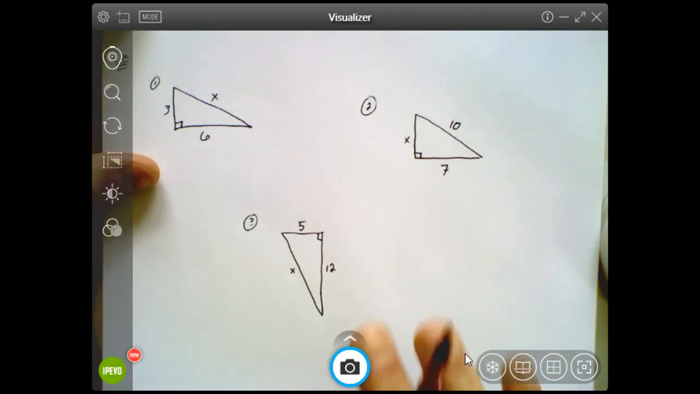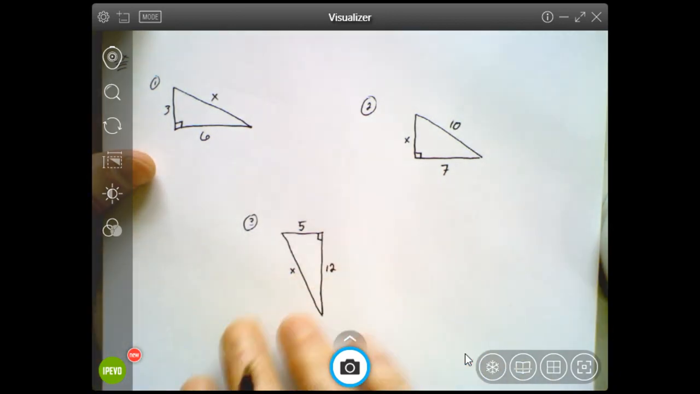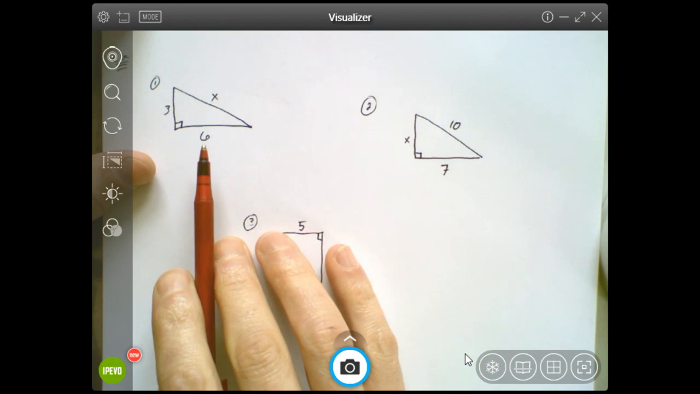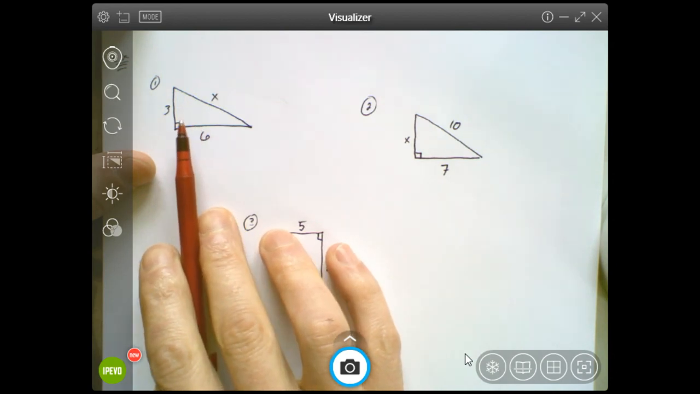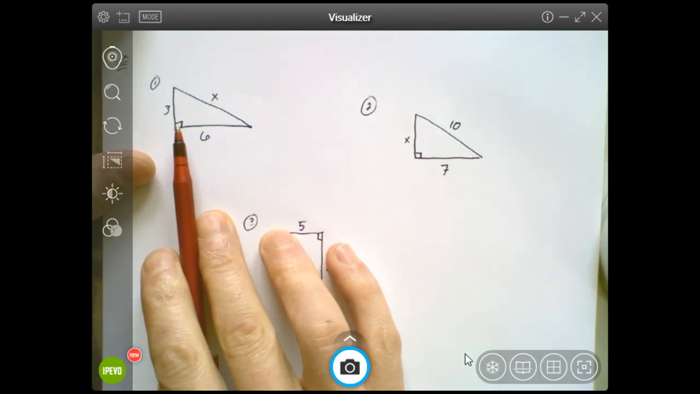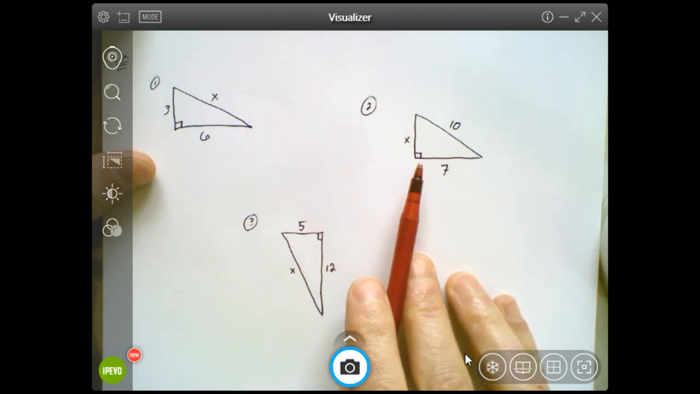All right, so welcome to the example video for the Pythagorean theorem. We're just going to be looking at three examples. You can see in all three of these, we're dealing with right triangles. Remember, that's important with the Pythagorean theorem. They have to be right triangles for this to work.